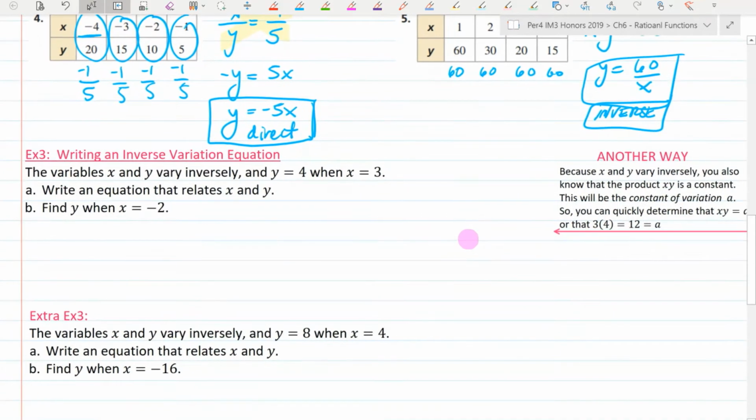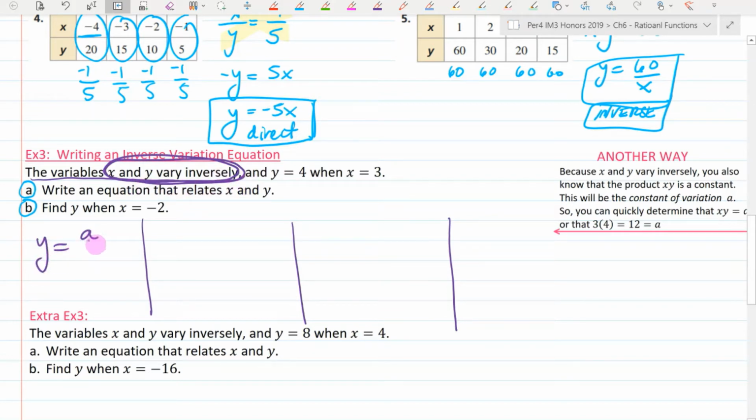Let's continue here. There are 2 questions here, by the way, and our 2 answers to these questions will come in the last 2 columns. I'm always going to have you do 4 columns. So 1, 2, 3, and then the 4th one. It says the variables x and y vary inversely. So that's the first thing you're going to write: y is equal to a over x. That's the inverse variation formula.